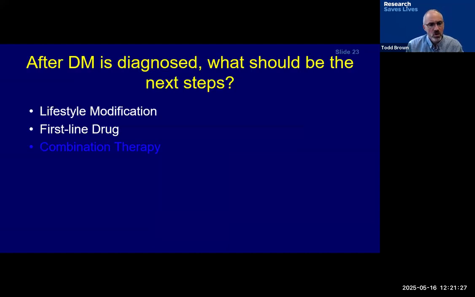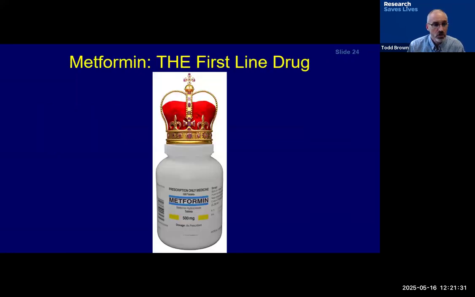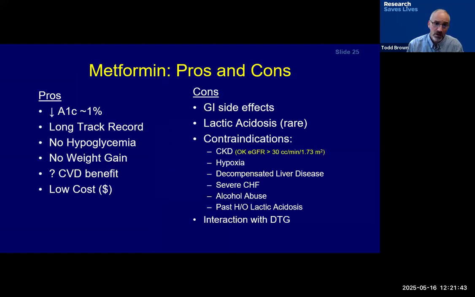Okay, so we talked about lifestyle modification, and what about the first line drug? For a long time, when I gave these talks, metformin was the undisputed world leader of first line therapy. So it's a good drug. It lowers A1C, very long track record, no hypoglycemia when used alone, which is really important. No weight gain, maybe even a weight loss. Some data suggesting that there's cardiovascular benefit, decreasing cardiovascular events, and it's cheap.